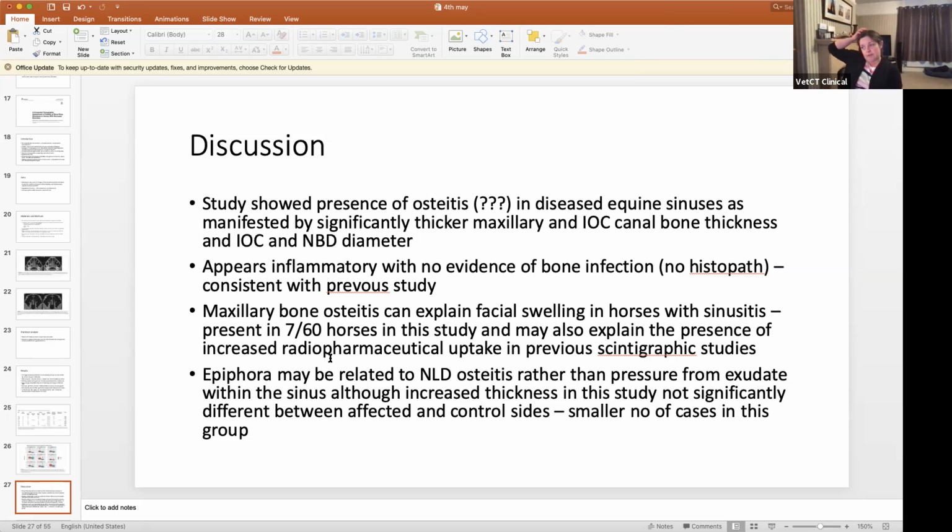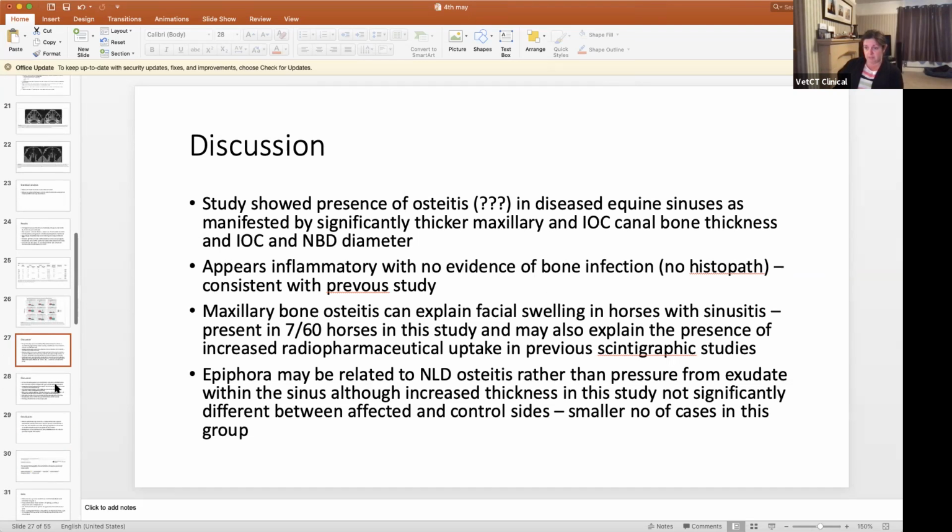Maxillary bone osteitis can explain facial swelling in horses with sinusitis. They had facial swellings in 7 out of 60. So it's a very low prevalence of facial swellings. And it may also explain the increased radiopharmaceutical uptake in previous scintigraphic studies. I think that's probably fair. And they go on to say that the epiphora, which again was very low prevalence, may be related to nasolacrimal duct osteitis rather than pressure from exudate within the sinus. I'm not sure I would have thought it would be pressure from exudate within the sinus, because the nasolacrimal duct is relatively contained within bone throughout the sinus. But obviously there's a very small number of cases, so the conclusions are limited.